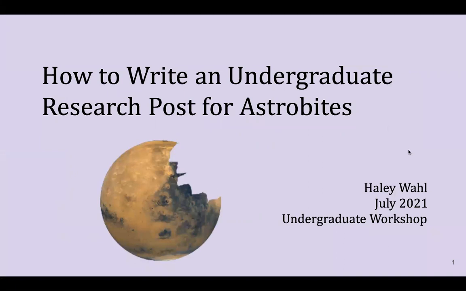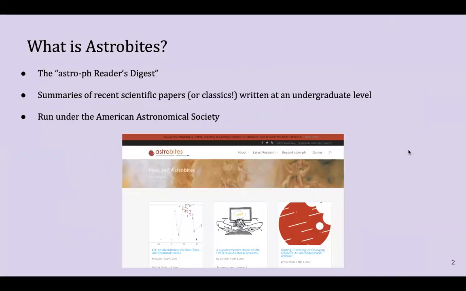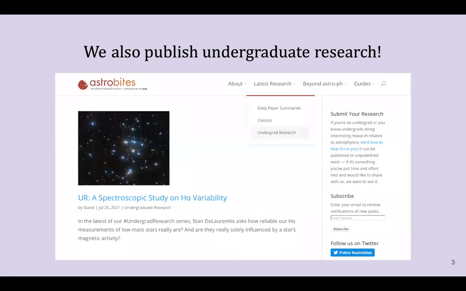So Astrobites is the AstroPH Reader's Digest, which basically means that we take summaries of recent scientific papers or classics and just kind of break them down to a level that most people can understand. Anybody who has taken an astronomy or physics class before. It's run under the American Astronomical Society, and most of our posts are recent papers written by a team of graduate students, but there are also more opportunities to publish undergraduate research.